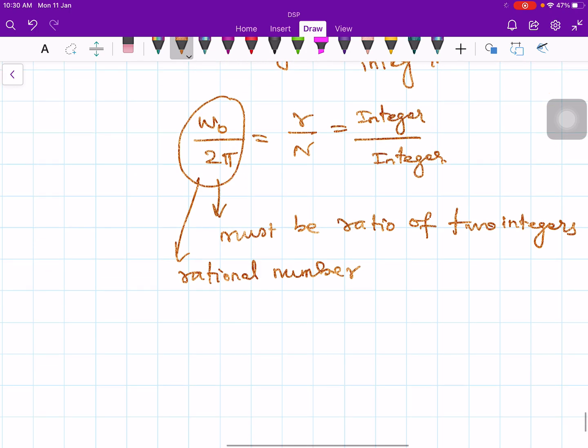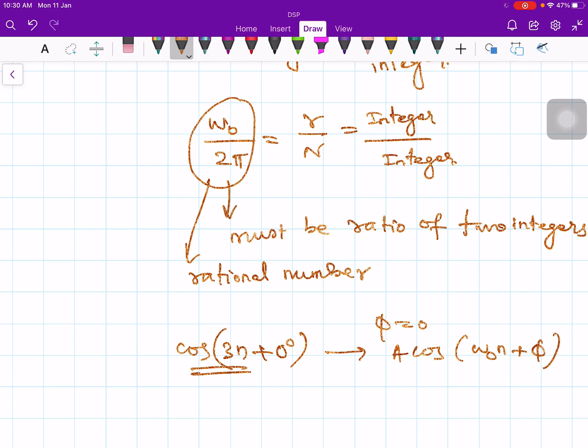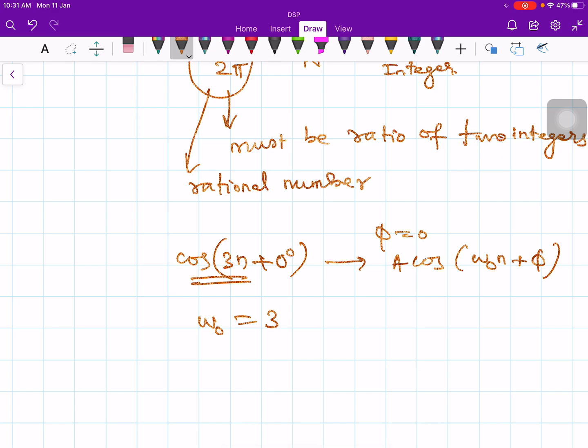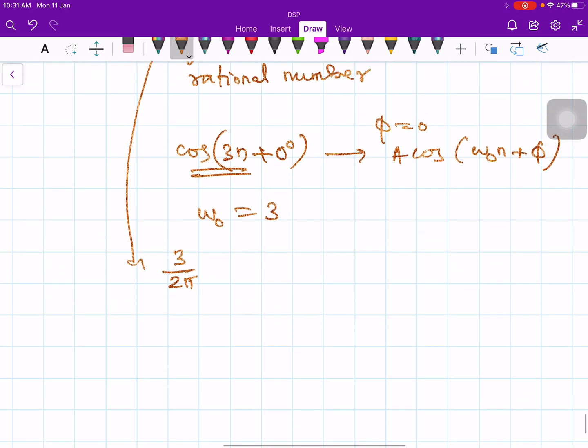For example, if I take cos of 3n, what will happen in this case? 3n plus 0 degree, phi equal to 0. Now compare this with your general signal A cos omega naught n plus phi. So instead of omega naught I have 3, omega naught is equal to 3. Now the question is this condition: omega naught by 2 pi is a rational number. So 3 by 2 pi, is it a rational number?